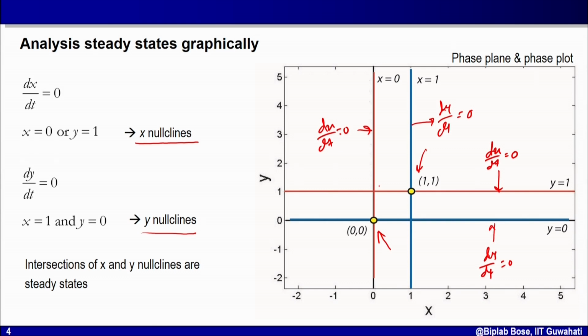Don't confuse with this intersection point of two red lines or two blue lines. They are intersections of the same type of null line. Intersection of red lines is the intersection of two x null lines, and intersection of two blue lines is nothing but the intersection of two y null lines. We are not interested in them. We are interested in the intersection of x with y null line. So I have two such positions where a blue line representing the y null line is intersecting with a red line representing the x null line, and those are 1, 1 and 0, 0.